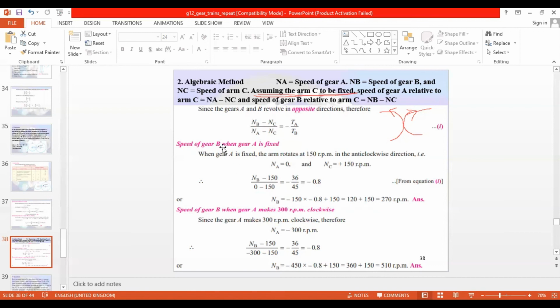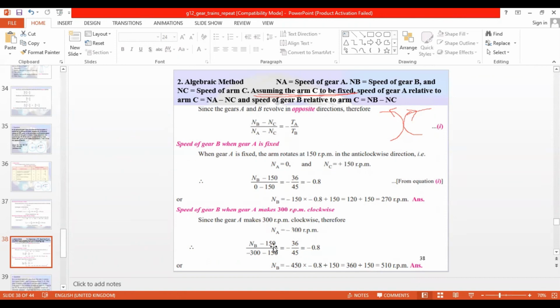This is for the condition where A is fixed. With the same equation, we fix whatever we wish and apply the numbers we know. Next one: speed of gear B when gear A makes 300 RPM clockwise. Here we have to find the speed of gear B when A is making 300 RPM clockwise motion. Again, we replace in this equation NB, which I have to find, minus NC.